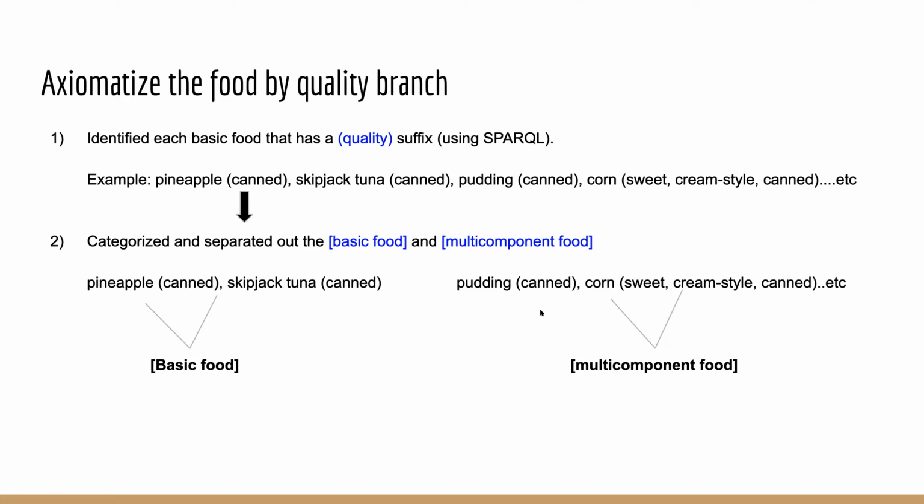where we have first identified each basic food that has a quality suffix, which we actually did by creating a keyword in SPARQL, like canned, in the food product branch. For example, we got a list of pineapple canned, skipjack tuna canned, pudding canned, corn sweet cream style canned, etc. And then in the next step, we separated out the terms which were multi-ingredient or multi-component terms from the single ingredient terms or basic terms, like pineapple canned, which is a single ingredient food, as we are considering basic foods for now, or skipjack tuna, which actually refers to a whole organism. And we have separated out these multiple component foods from here. So now for this pineapple canned, we have a reference term, pineapple whole, which I actually described earlier.